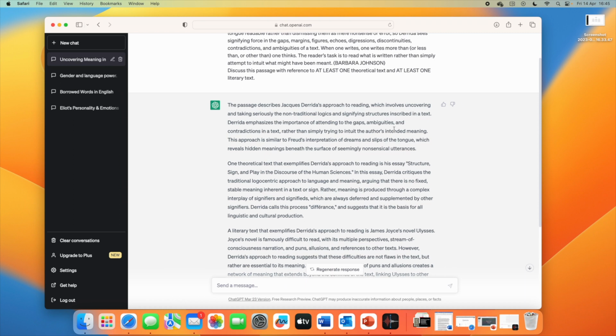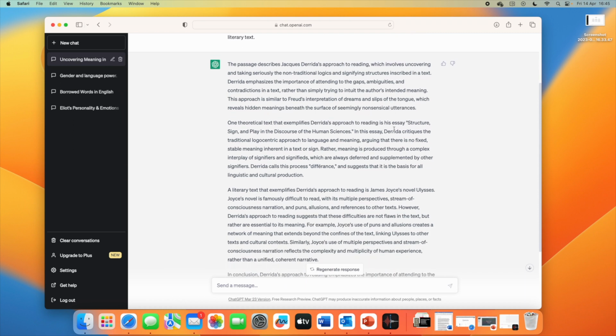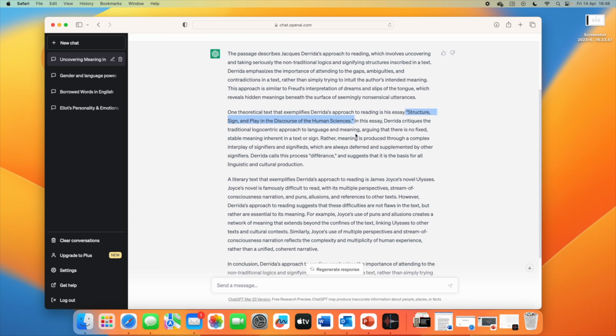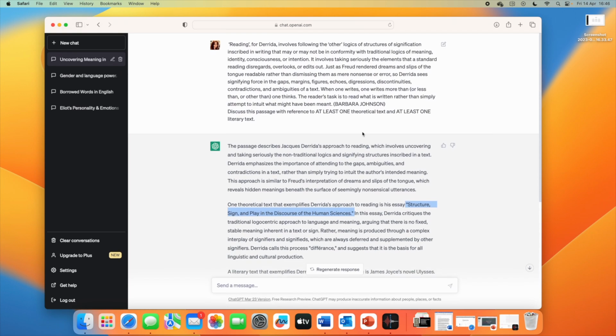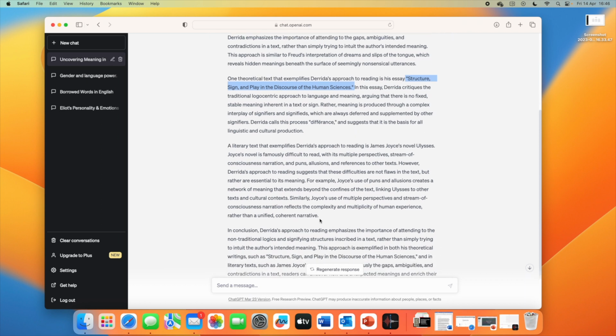But essentially now what I've got is an idea of what the question is asking, what texts I could possibly use, and an idea of the direction that I could go in to write this essay. And that is essentially what I have used ChatGPT for. So now what I'll do is go in and read Structure, Sign, and Play in the Discourse of the Human Sciences, and I will see if it is a text that I want to include in my essay or not.